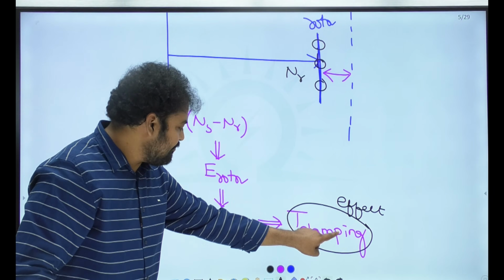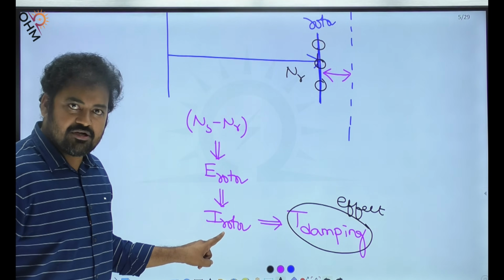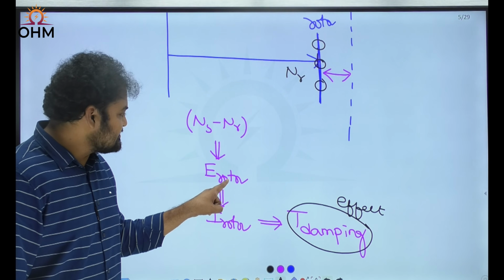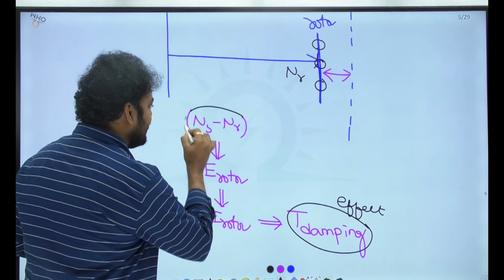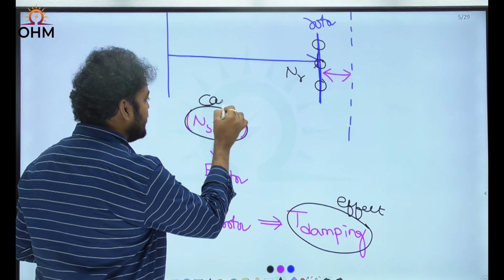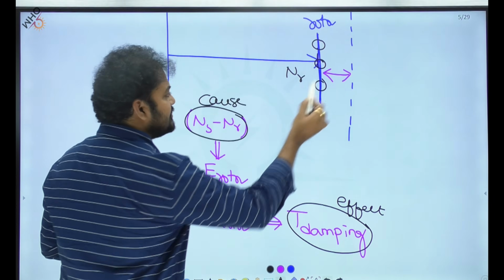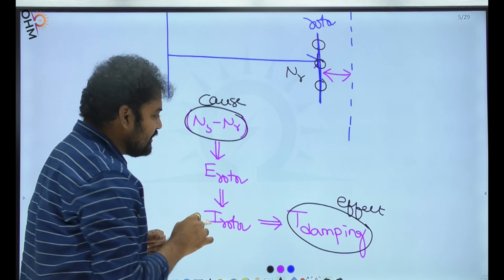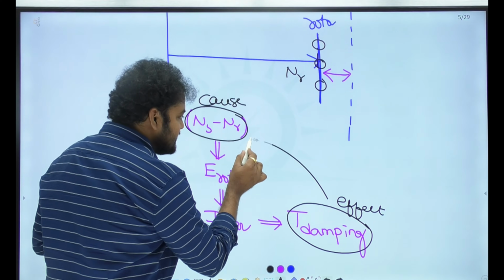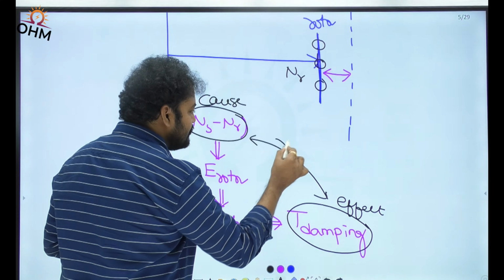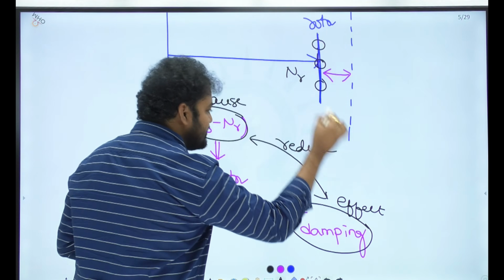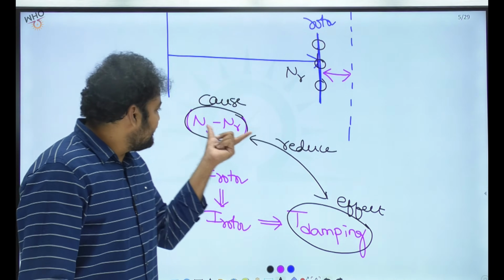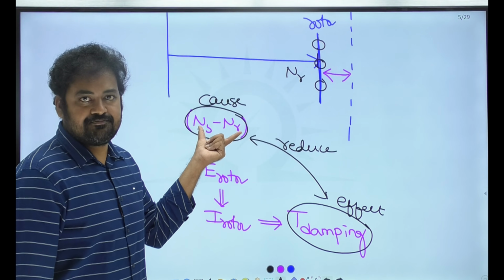What is the reason for damping torque? Current passing through rotor. What is the reason for current in rotor? EMF in rotor. What is the reason for EMF? Speed, or relative speed. Relative speed between what and what? Stator field and rotor conductors. Therefore, according to Lenz law, this damping torque will try to reduce the cause of its production. That means whatever damping torque is created, it will try to reduce this relative speed.